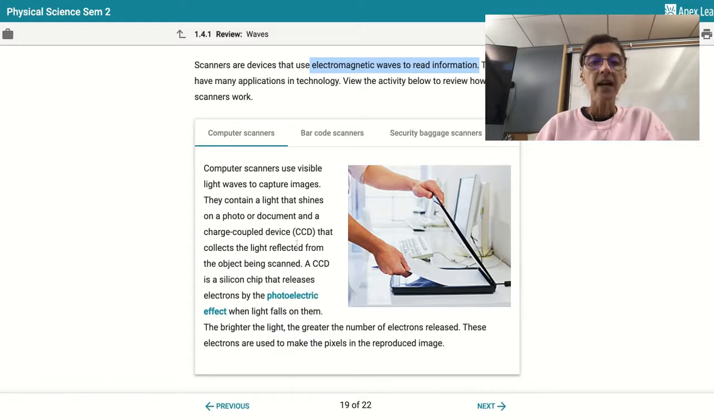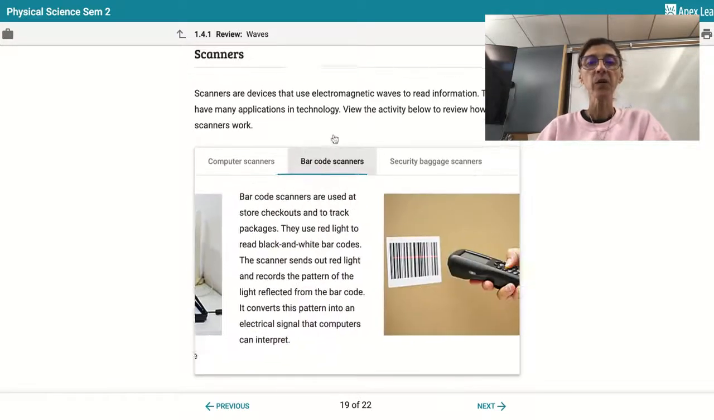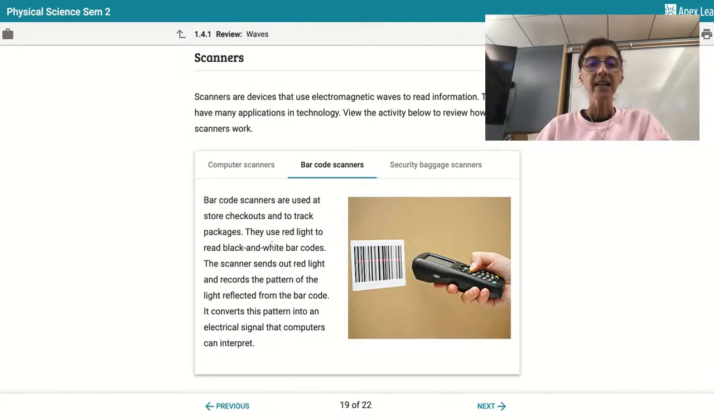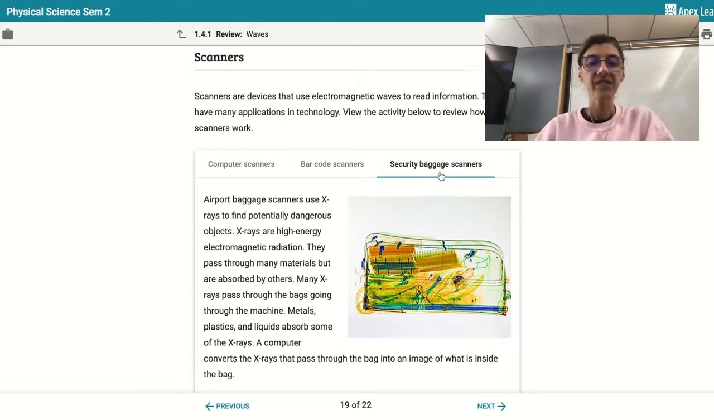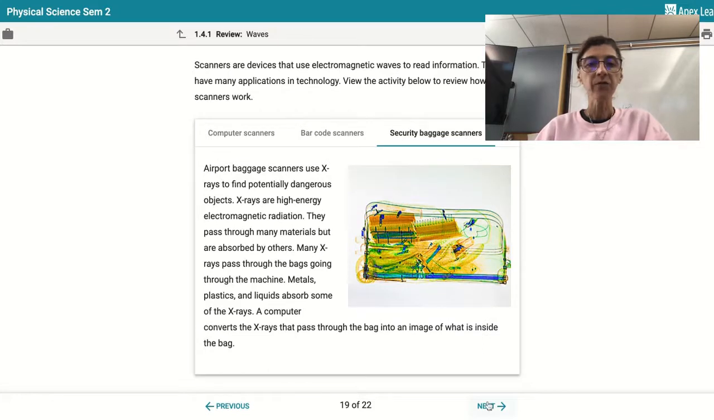Like in a document scanner, it says they contain light that shines on a photo or document and a charge coupled device called a CCD. This collects the light reflected from the object, and then it releases electrons through the photoelectric effect. Light falls on them. Brighter light, greater number of electrons released, and therefore you get an image. Okay, barcode scanner. Again, the red light reads the black and white barcodes, so read through that to see how those work. And then, of course, the security baggage scanners as well. Okay, so that will be helpful for you to read through.